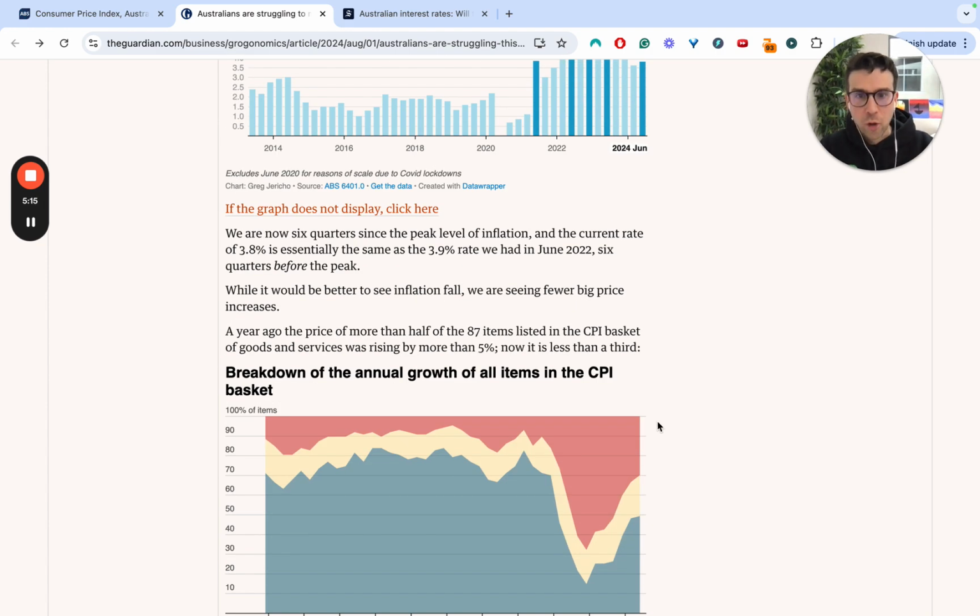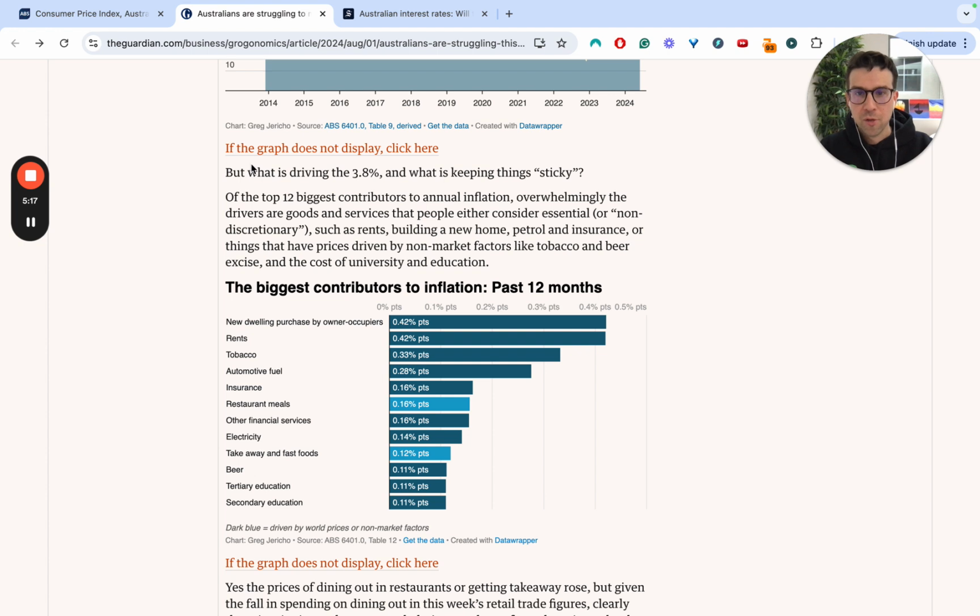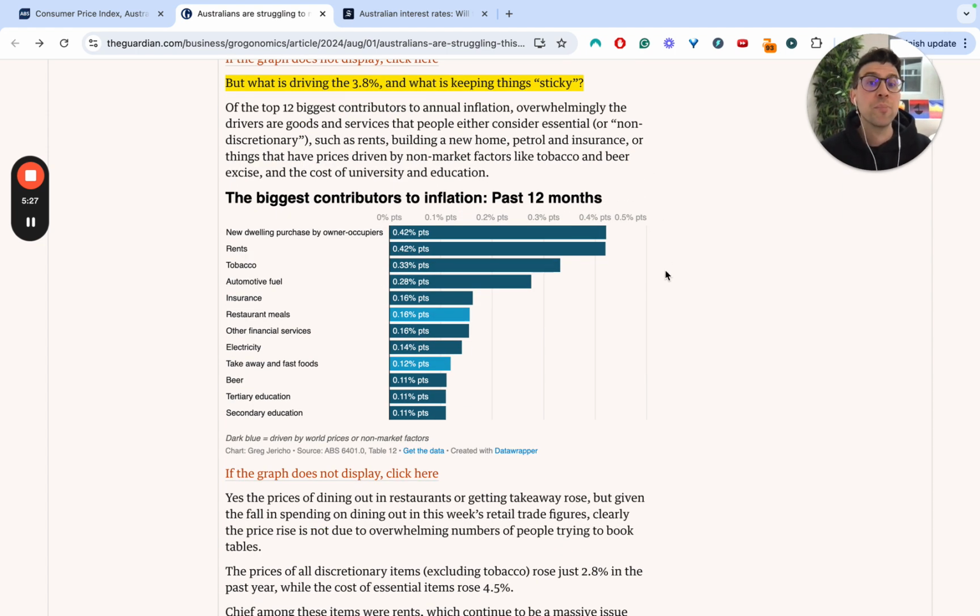Now, in saying that, though, why is it that we're still seeing some sticky inflation? Whether we're looking at the annual all CPI or the trim mean, there's still an element that's clearly sticky. And so what we want to look at here is what are the 12 biggest contributors to inflation? And what we can see is that they're largely what's called essential or non-discretionary. So, new dwelling purchases, rents, tobacco, fuel, insurance, right? Electricity, tertiary education, secondary education.